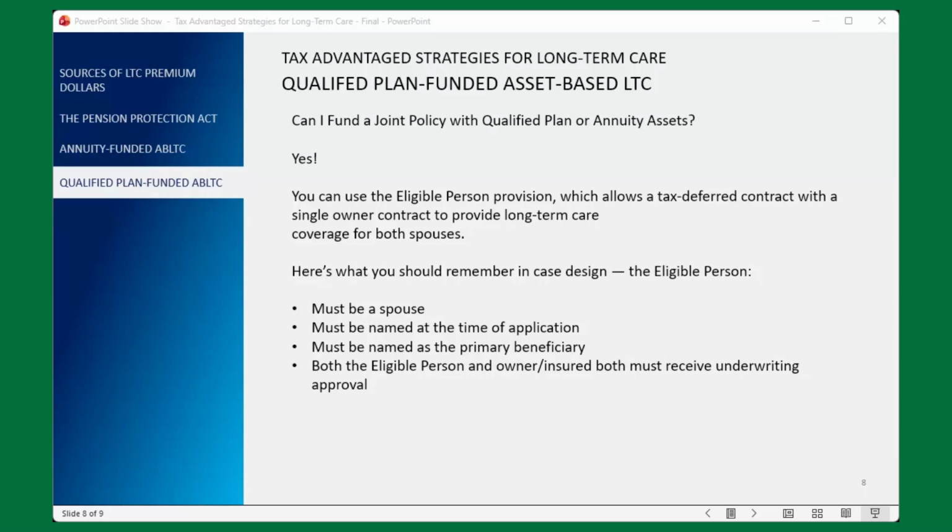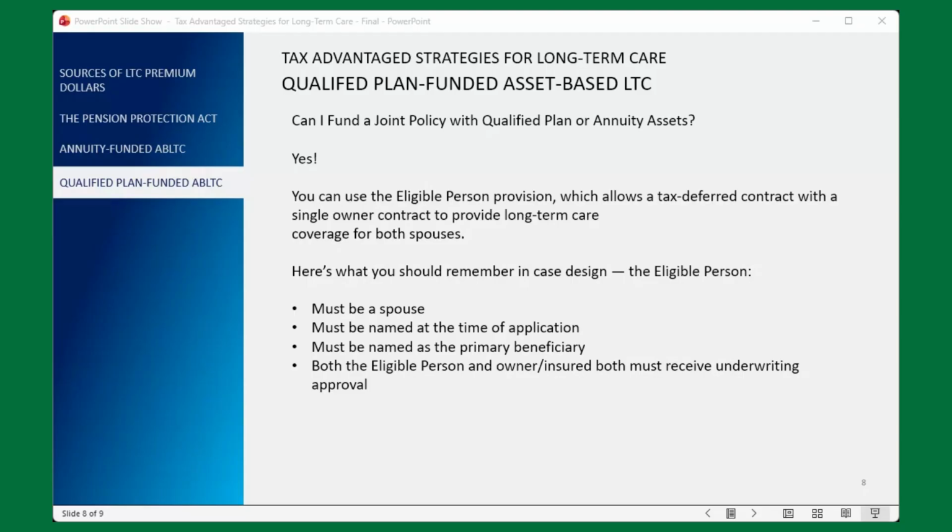Without a doubt. And we get this question a lot, right? It just kind of leads into this next question of what can we do to cover two spouses? And so the answer is yes, you can use this strategy by using what's called the eligible person provision. With that, there are some caveats that just need to be pointed out here. Both clients would need to qualify for underwriting. The spouse would have to be listed at the time of application. The spouse would have to be the primary beneficiary.